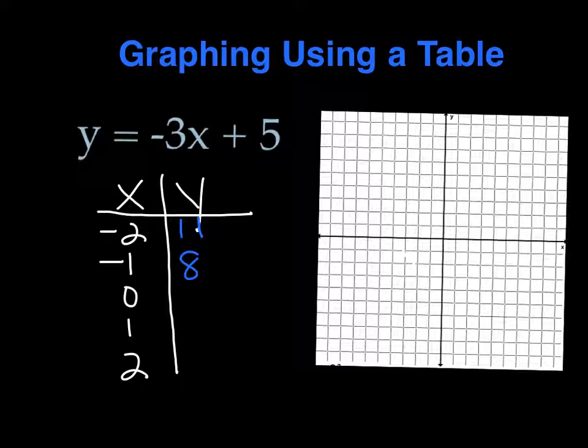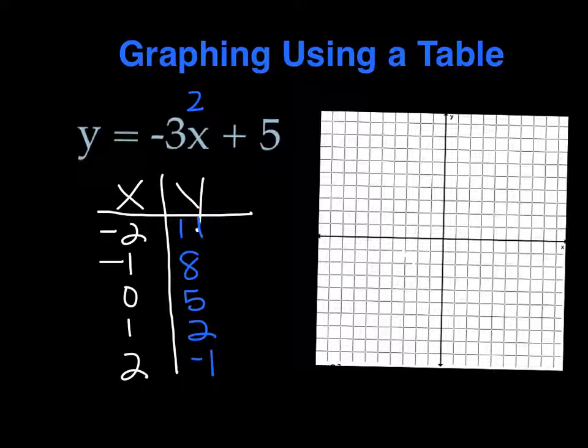Then I'm going to plug in 0, and I really like using 0 because multiplying by 0 gives you 0, plus 5 is 5. And then I am going to plug in the number 1 for x, and -3 times 1 is -3, plus 5 is 2. And finally, I am going to plug in the value of 2. -3 times 2 is -6, plus 5 is -1.